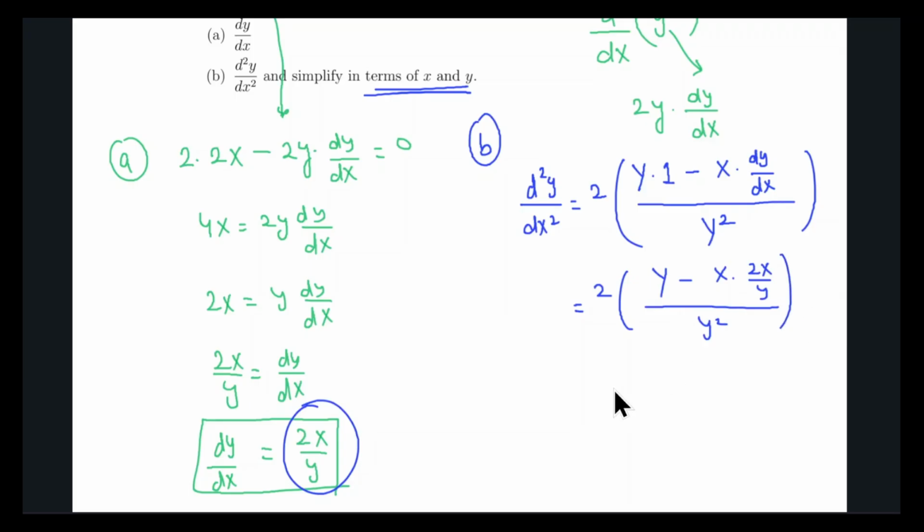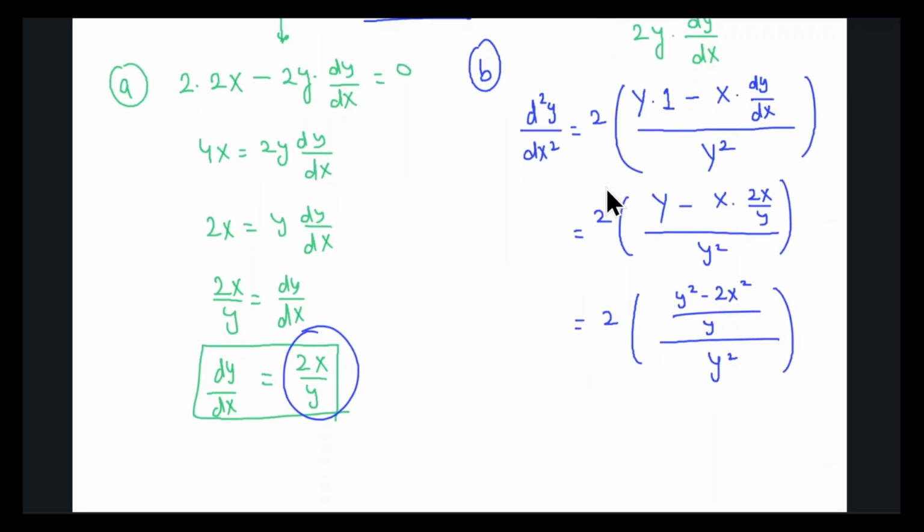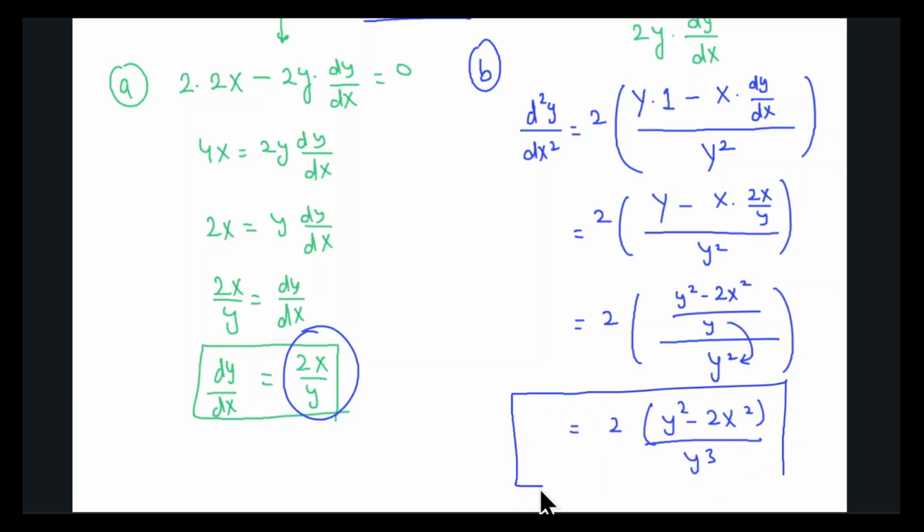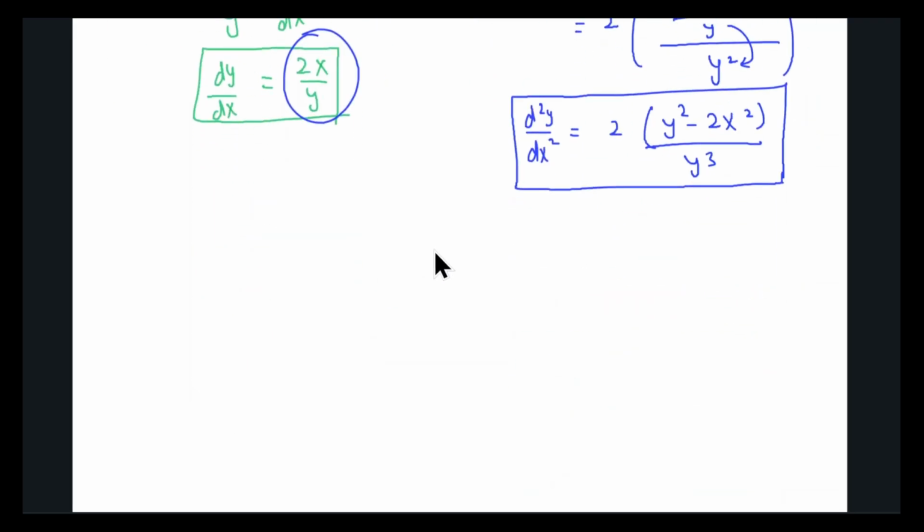And then we are going to take the pain and simplify this. So this will be over y square remains as it is. The common denominator is y. This will become y square minus 2x square. I hope you are able to follow. And then keep change flip will make this y and y square multiply. So it will become 2 times y square minus 2x square over y cube. And that should be my final answer for the double derivative. Right, I hope this makes sense.